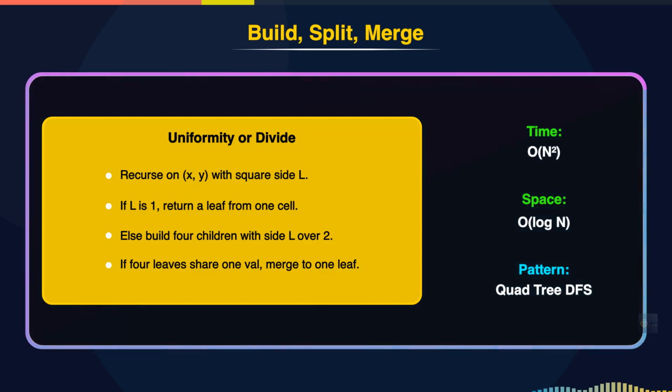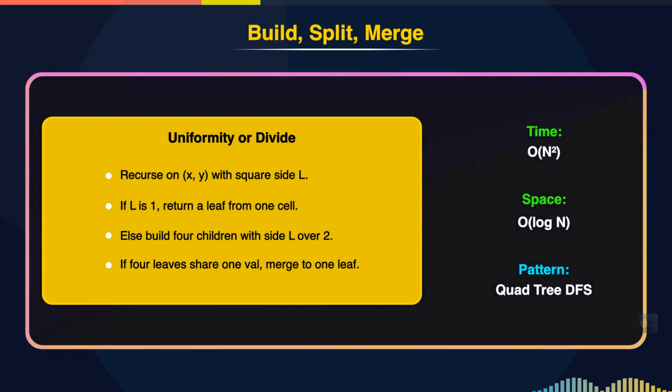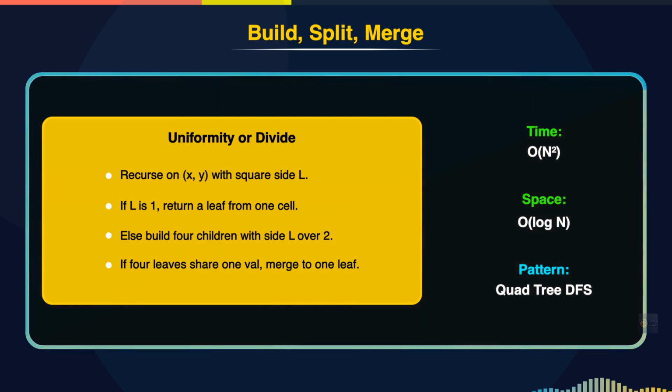If all 4 children are leaves and share the same value, we replace them with one leaf holding that value. If not, we build an internal node with those 4 children. That merge rule turns a naive full split into an efficient structure when the image has big uniform patches.